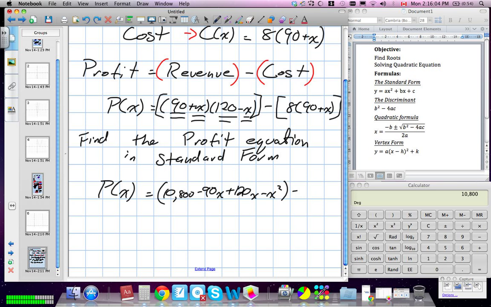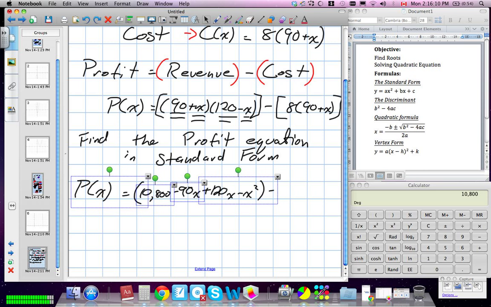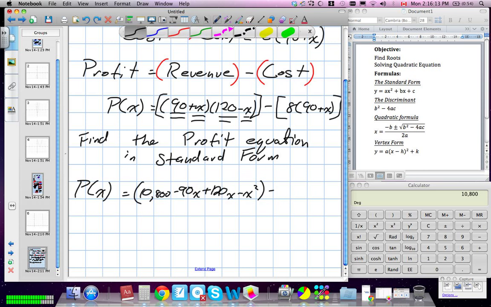When we go to distribute our other, all we have to distribute is the number 8 by both numbers. So 8 times 90 is going to be 720 plus 8x. Now, in order to drop these brackets, first I'm going to simplify these terms, and I'm also going to apply this negative into the brackets. So when we go to simplify this, I'm going to get 10,800.